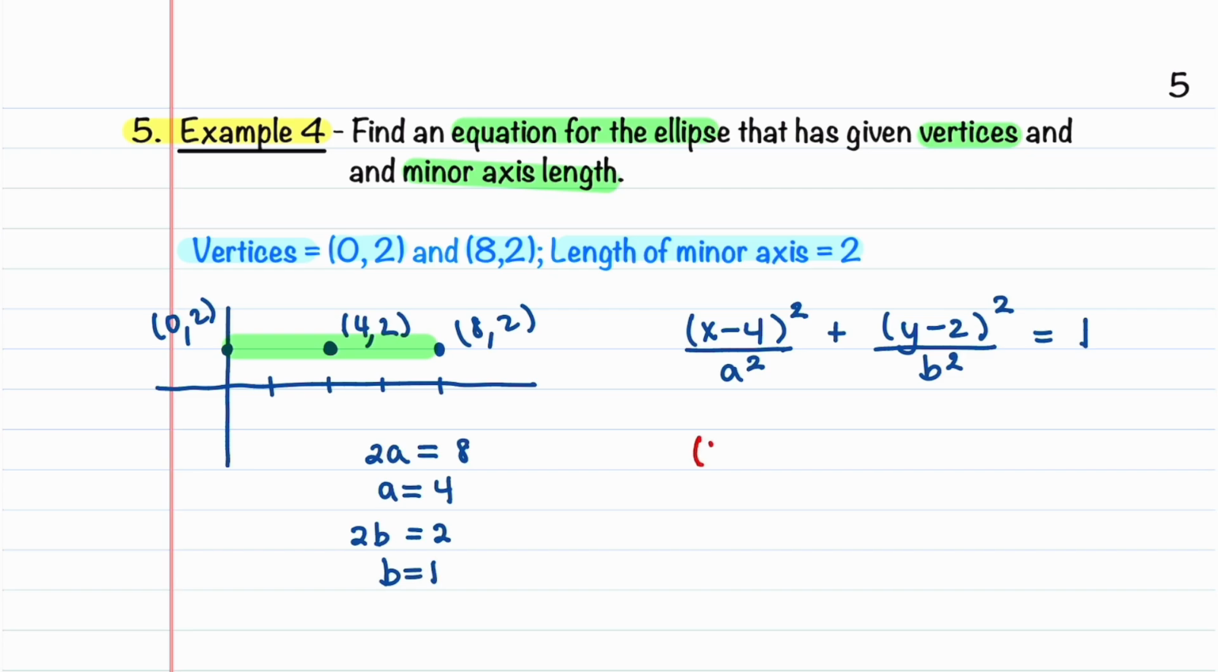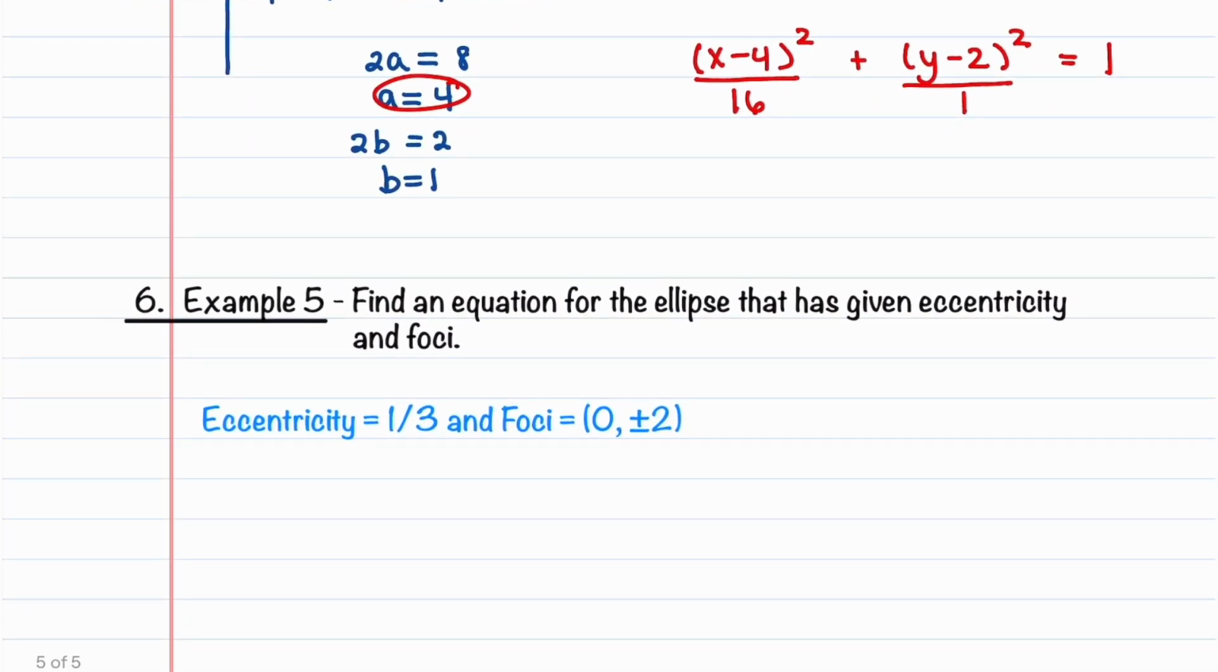Our equation is going to be (x minus 4) quantity squared divided by a squared. There's our a. We're going to square it, so we're going to get 16, plus (y minus 2) squared, all divided by b squared, which is 1, is equal to 1. Hang with me. We have one more problem to do.